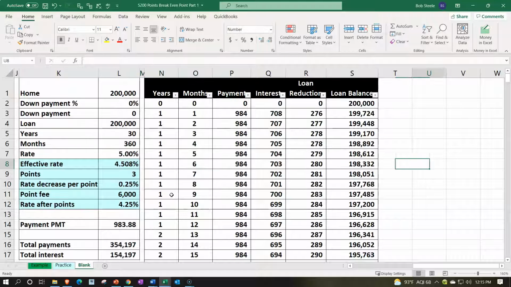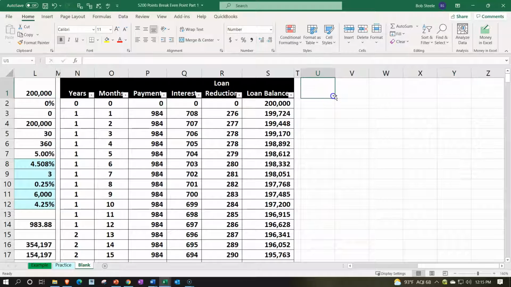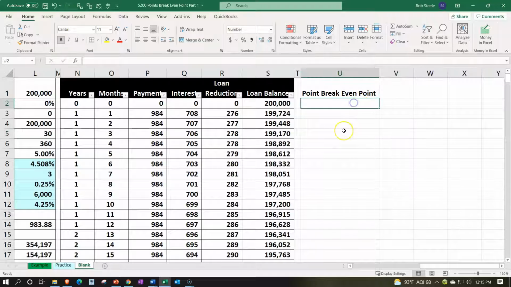So let's do that. The classical break-even point calculation, which isn't perfect, but this is what you will most likely see most of the time, is going to be called the points break-even point. What's the point of the point break-even point? The point is that if you take the points, there'll be a point at which the points break even.